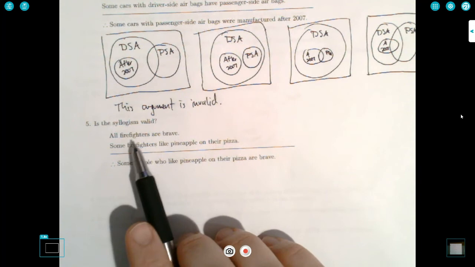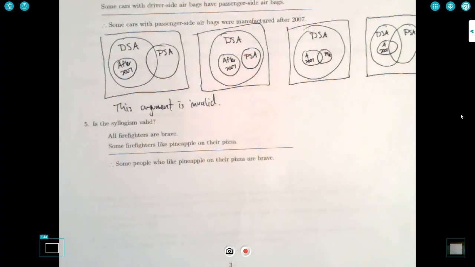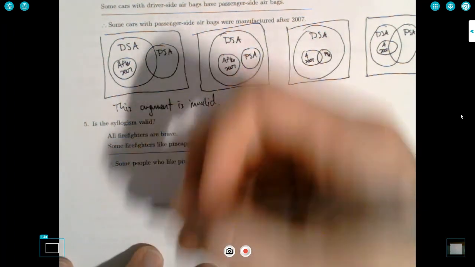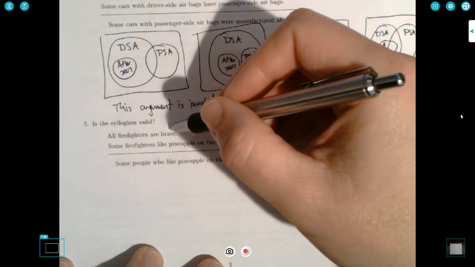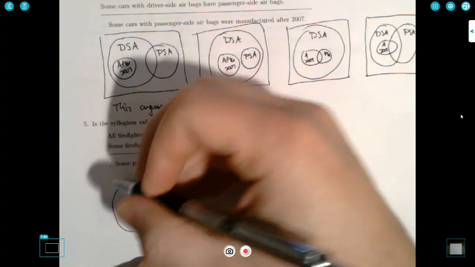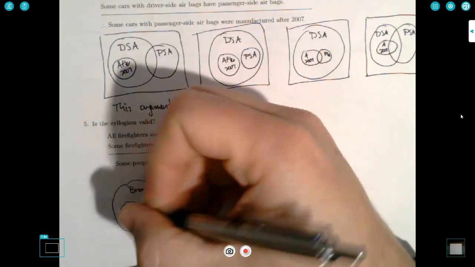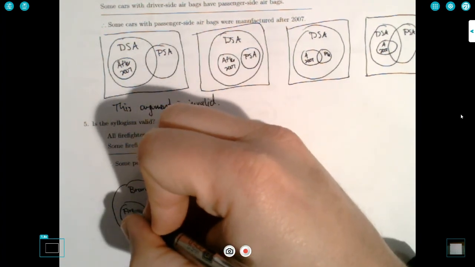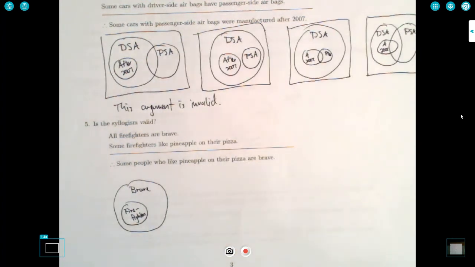So we need two circles for this first statement. We need a circle for firefighters, and we need a circle for brave people. And the firefighters, all of them are brave. So the firefighters are going to live inside of the brave circle. Okay? So we've got brave people, and all firefighters are brave. Maybe it's true, maybe it's not. But anyway, that's what the statement says.